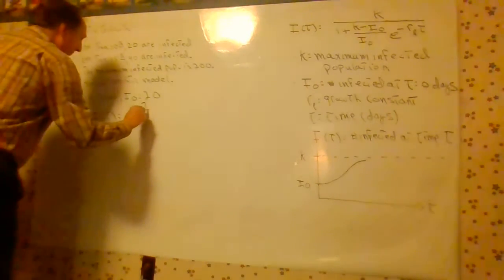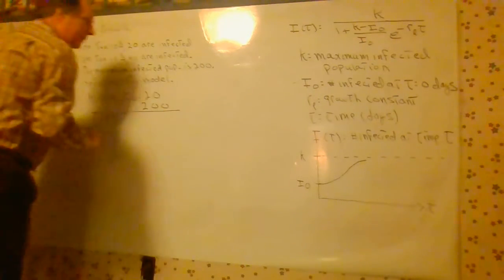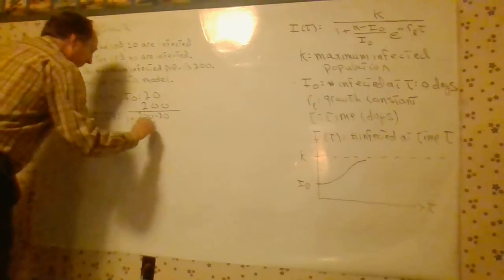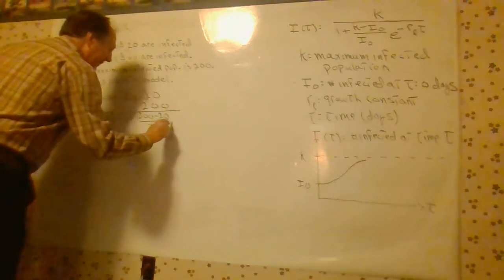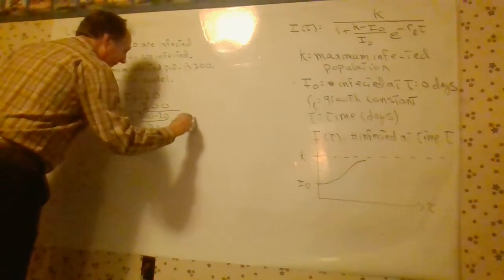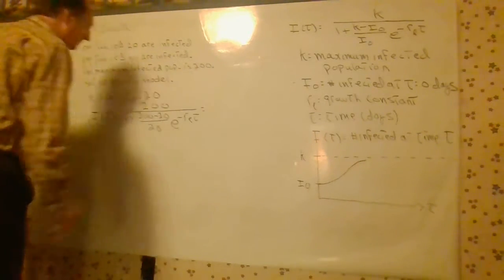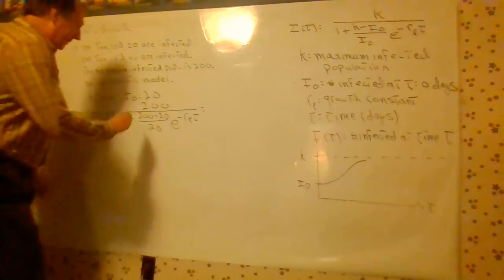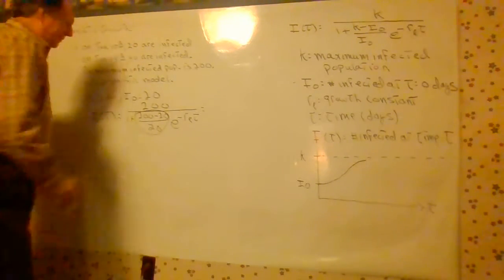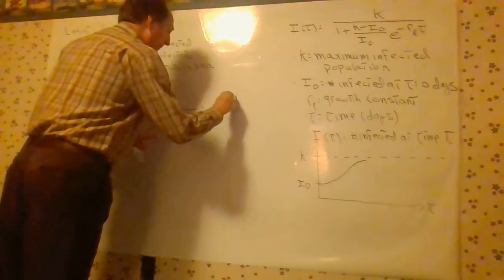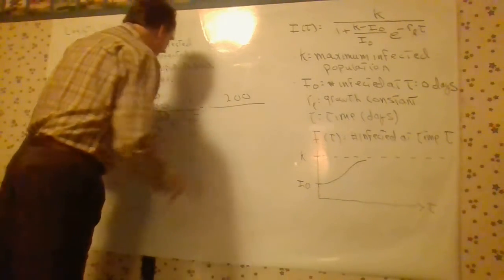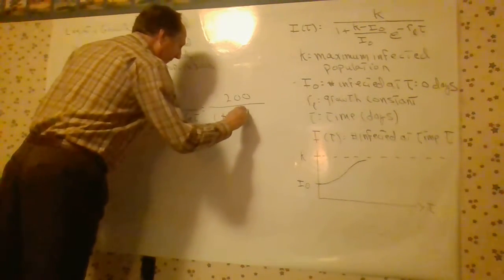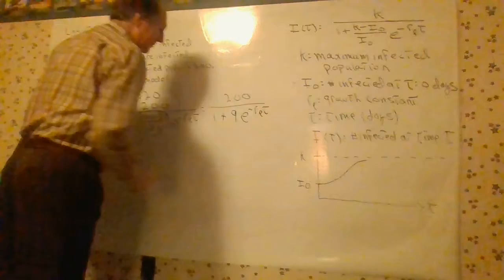I of t is equal to 200 divided by 1 plus (200 minus 20) over 20 times e to the minus R_L t. And we can compute this: 200 minus 20 is 180, over 20 is 9. This whole fraction here is really just 9, so we're going to replace that. If these are odd numbers, of course, you can do that on a calculator. 1 plus 9 e to the minus R_L t.